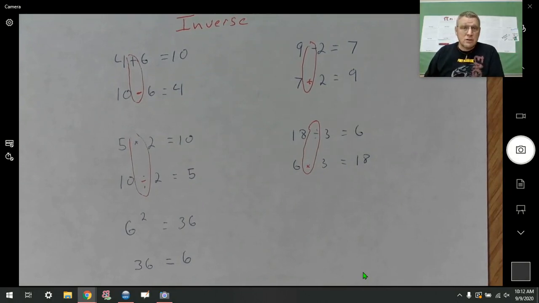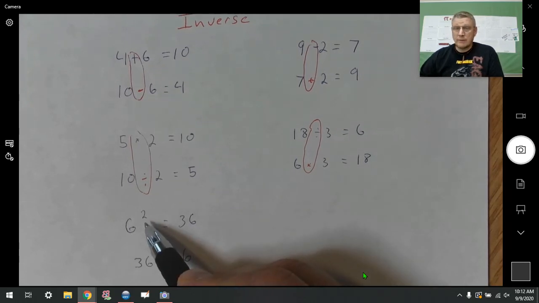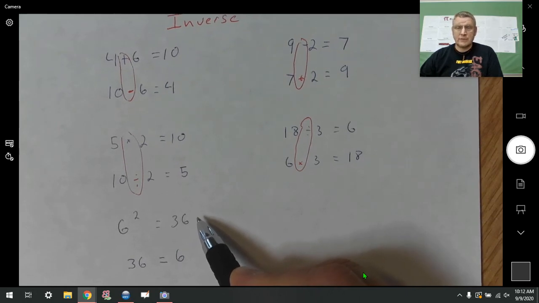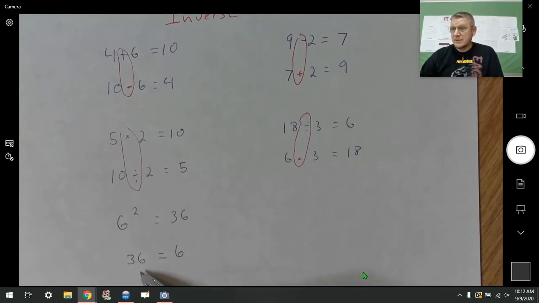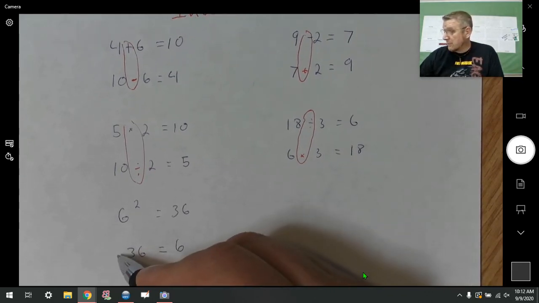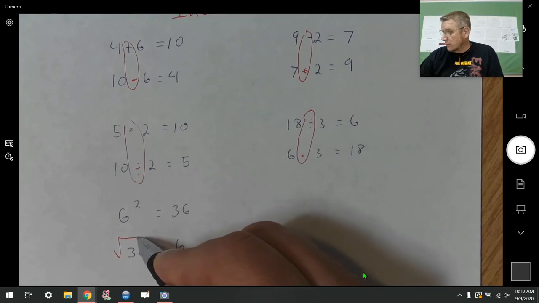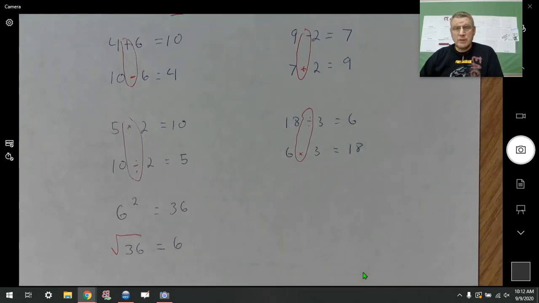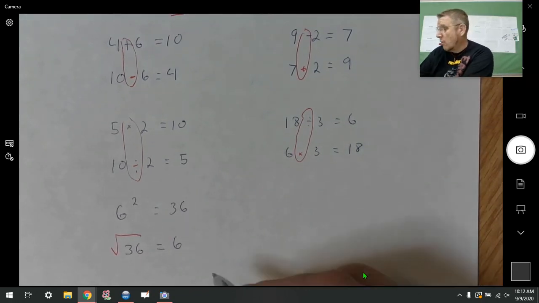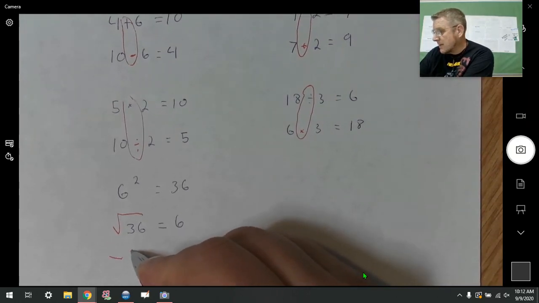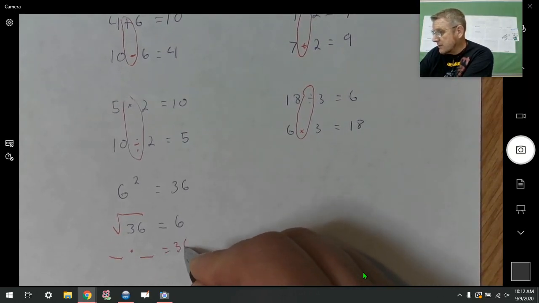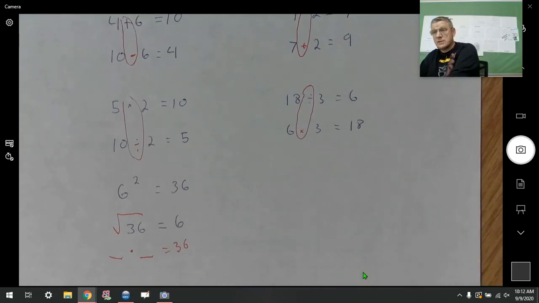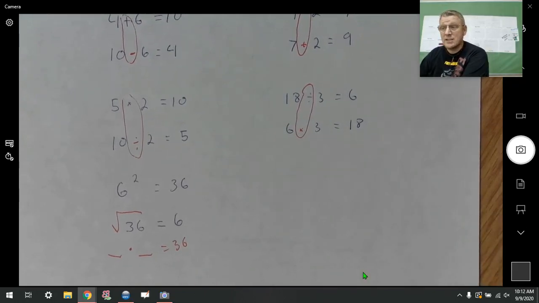So when I look at my squares, when I have 6 squared, well, that means 6 times 6. So that gives me 36. But how do I go from 36 back to 6? I actually use something called a square root. It's just a symbol that we use that simply says, what times itself gives me 36? And of course, the answer is 6. And so we say that 6 is the square root of 36.